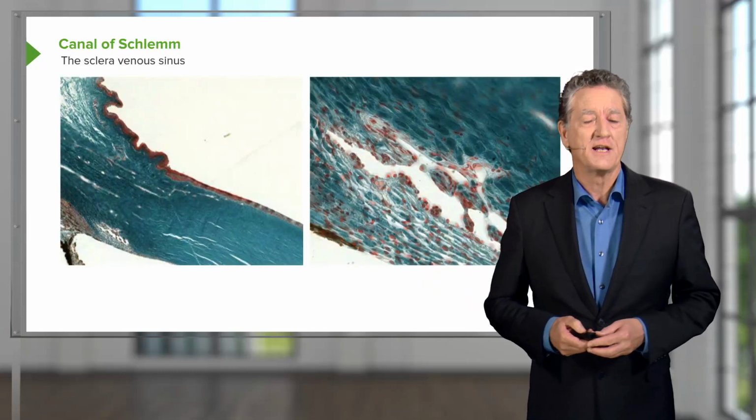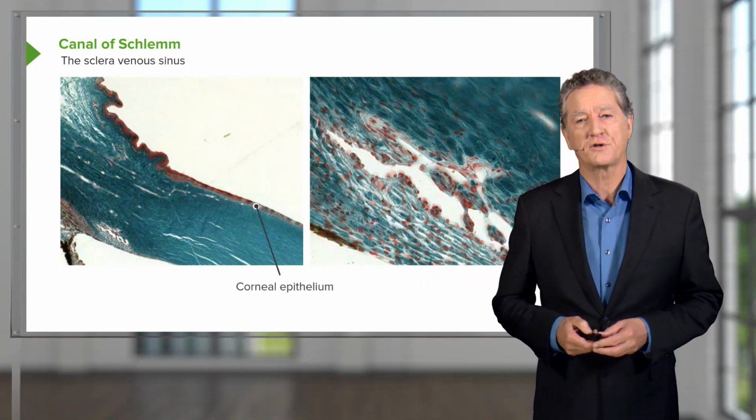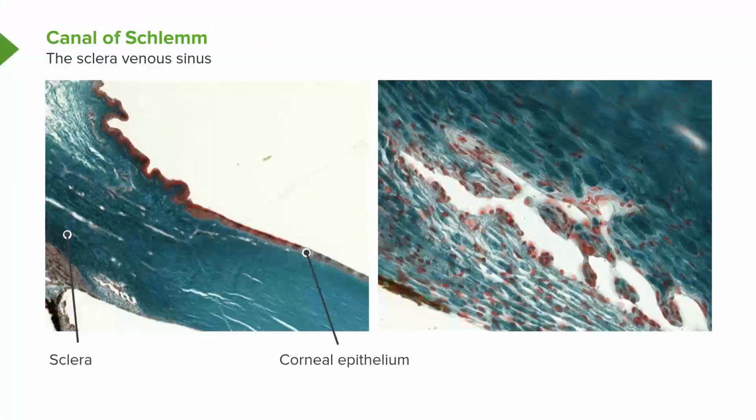Now I can show you the canal of Schlemm, which sits in the limbus that I pointed out earlier. There's the corneal epithelium coming around to join the conjunctiva, and the cornea is continuous with the sclera, and there's the canal of Schlemm on the left-hand side in low magnification, and on the right-hand side in the centre at high magnification. This is a network that's going to allow that aqueous humour to drain into it and then find its way into the venous system.